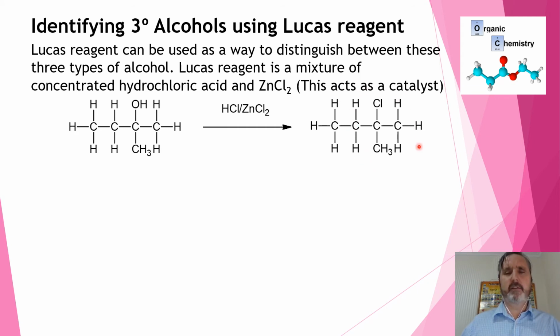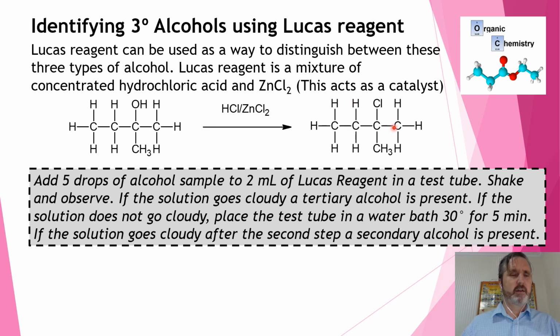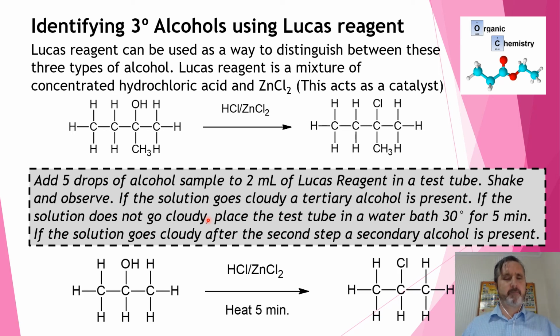The reason it goes cloudy is the haloalkane that forms. Usually a tertiary alcohol in water is a clear solution, but as soon as we add it to this solution, it becomes cloudy. So we add 5 drops of the alcohol to the Lucas reagent, shake and observe. If the solution goes cloudy, a tertiary alcohol is present. If the solution does not go cloudy, we put it in a heat source, like a water bath, at 30 degrees for 5 minutes. If the solution goes cloudy after that time, then it's most probably a secondary. If it doesn't go cloudy, it's just a primary. So this is a secondary alcohol. When we add the Lucas reagent, it will go cloudy after 5 minutes and heat.